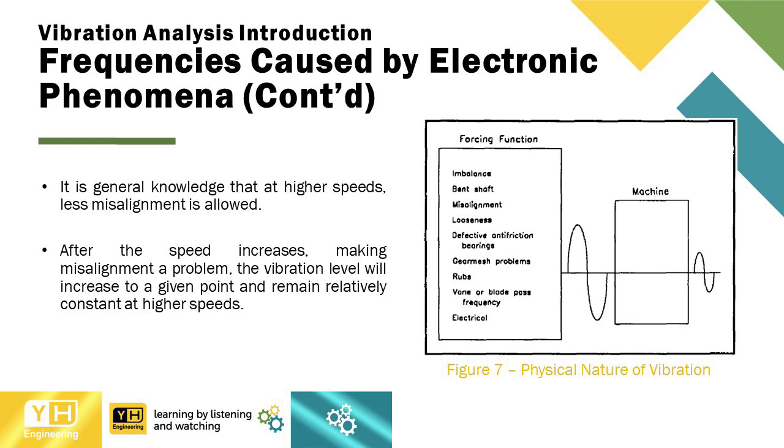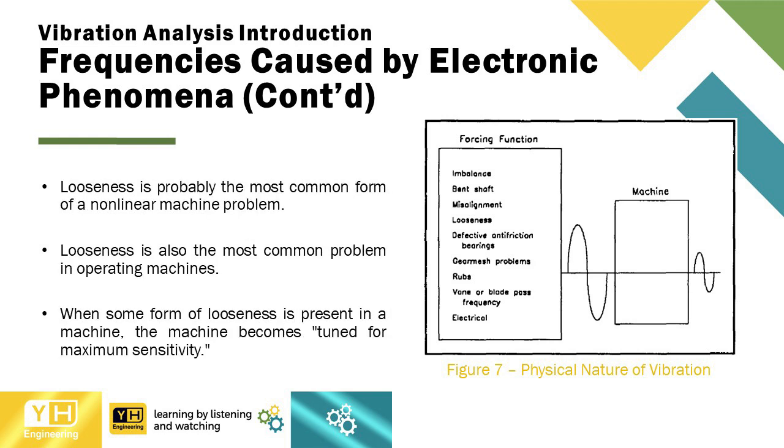After the speed increases, making misalignment a problem, the vibration level will increase to a given point and remain relatively constant at higher speeds. Looseness is probably the most common form of a nonlinear machine problem. Looseness is also the most common problem in operating machines.